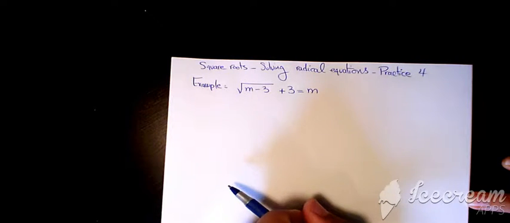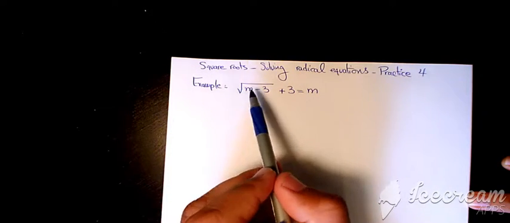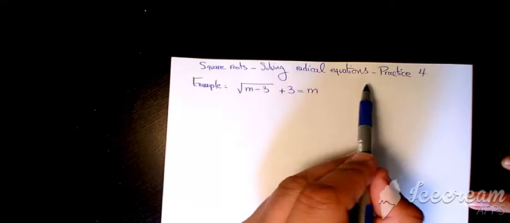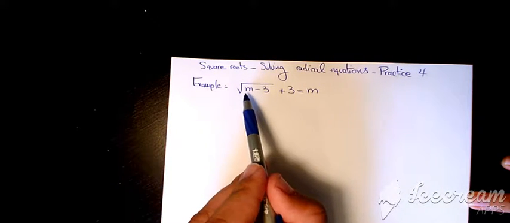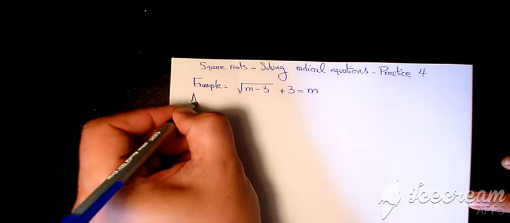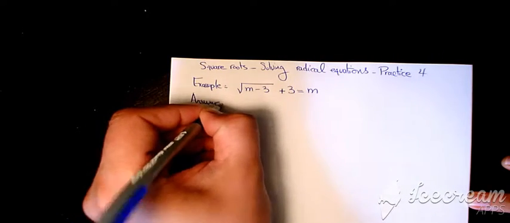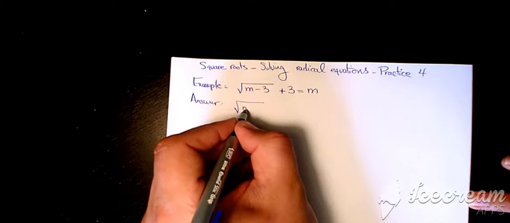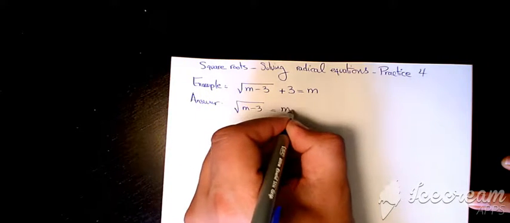Welcome to my channel. In this video I want to show you how to solve radical equations. The first example I want to show you is square root of m minus 3, plus 3, equals m. The answer will be square root of m minus 3 equals m minus 3.